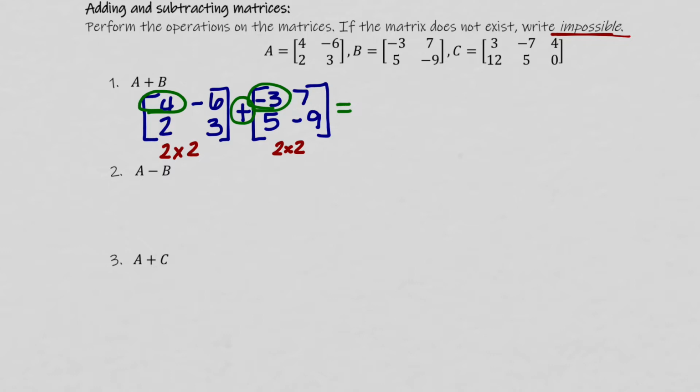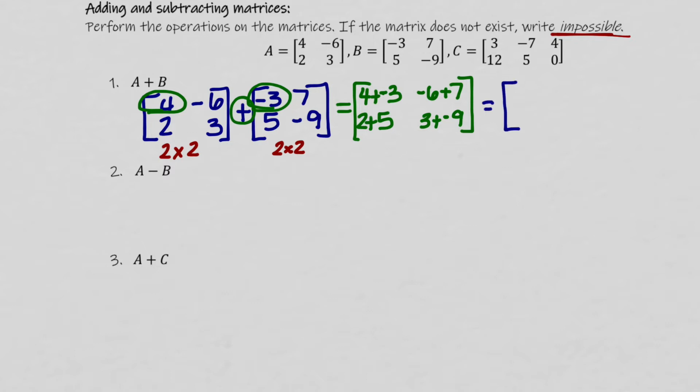So when I write this matrix, I'm just going to have a 4 plus a negative 3. Underneath it, I will have 2 plus 5. Second column, I'll have a negative 6 plus 7. Underneath it, I'll have a 3 plus negative 9. So to get my final answer, I'm just going to simplify those.